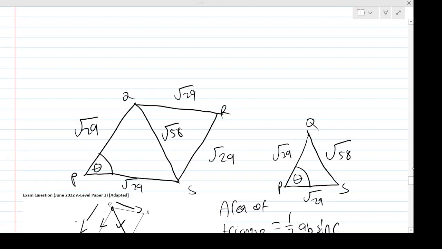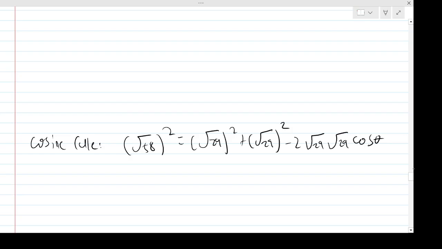So then I just need to work all this out. Root 58 all squared, well, the root squared just leaves us with 58. And then that's going to be 29 add 29 minus 2 root 29 root 29. You can put that in the calculator, or you could realise the two roots will effectively square each other out. So minus 2 lots of root 29 root 29 will get me minus 58 cosine theta.